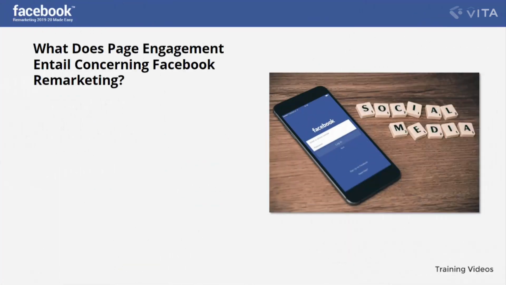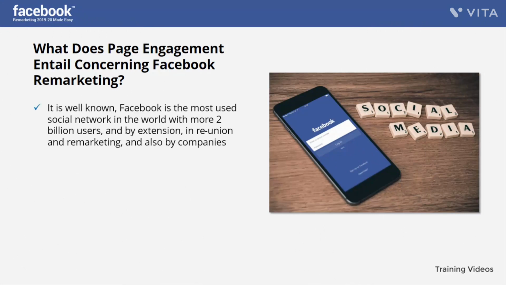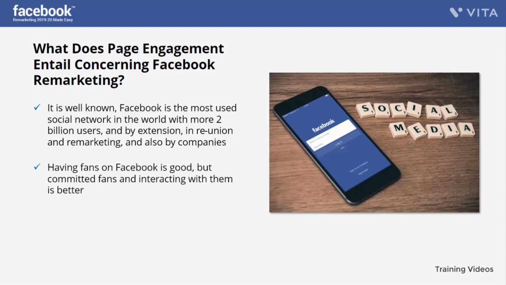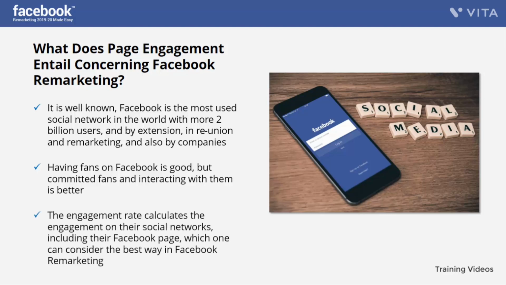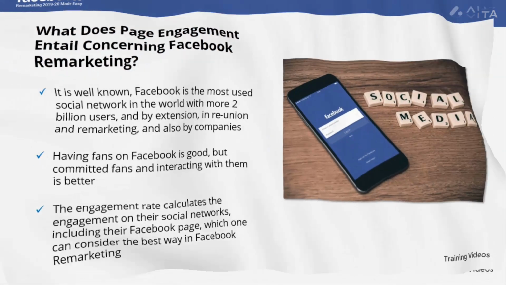What does page engagement entail concerning Facebook remarketing? It is well known Facebook is the most used social network in the world with more than 2 billion users, and by extension, in remarketing, and also by companies. Having fans on Facebook is good, but committed fans and interacting with them is better. The engagement rate calculates the engagement on their social networks, including their Facebook page, which one can consider the best way in Facebook remarketing.